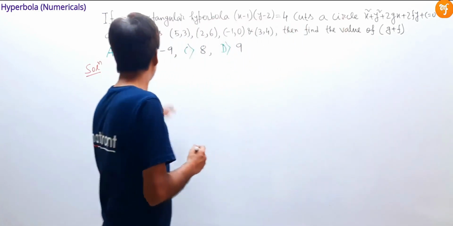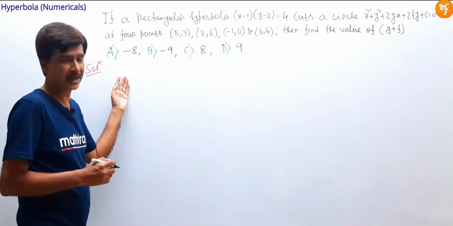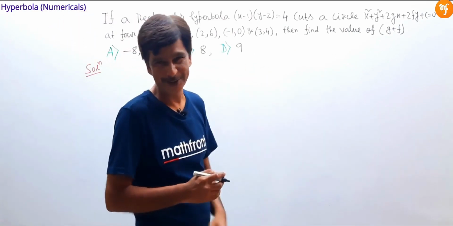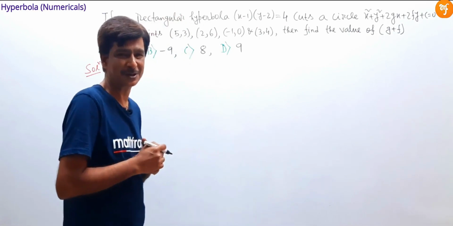Okay, and options are given on the board. Option A minus 8, option B minus 9, option C 8 and option D 9. Okay, now look how to solve this numerical.